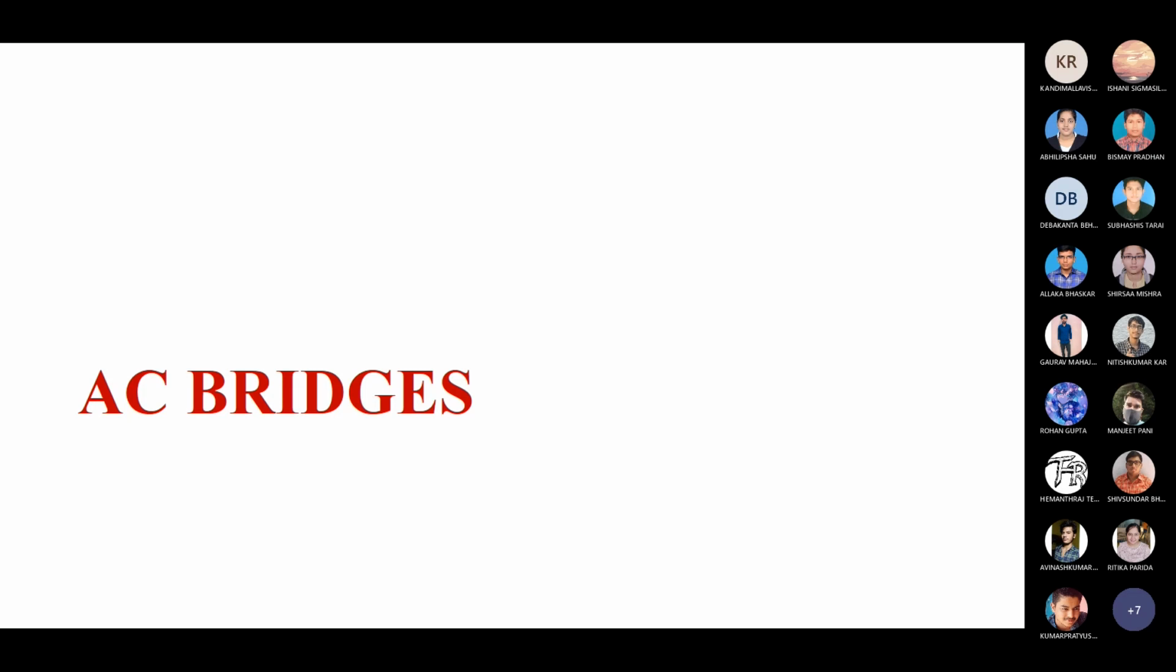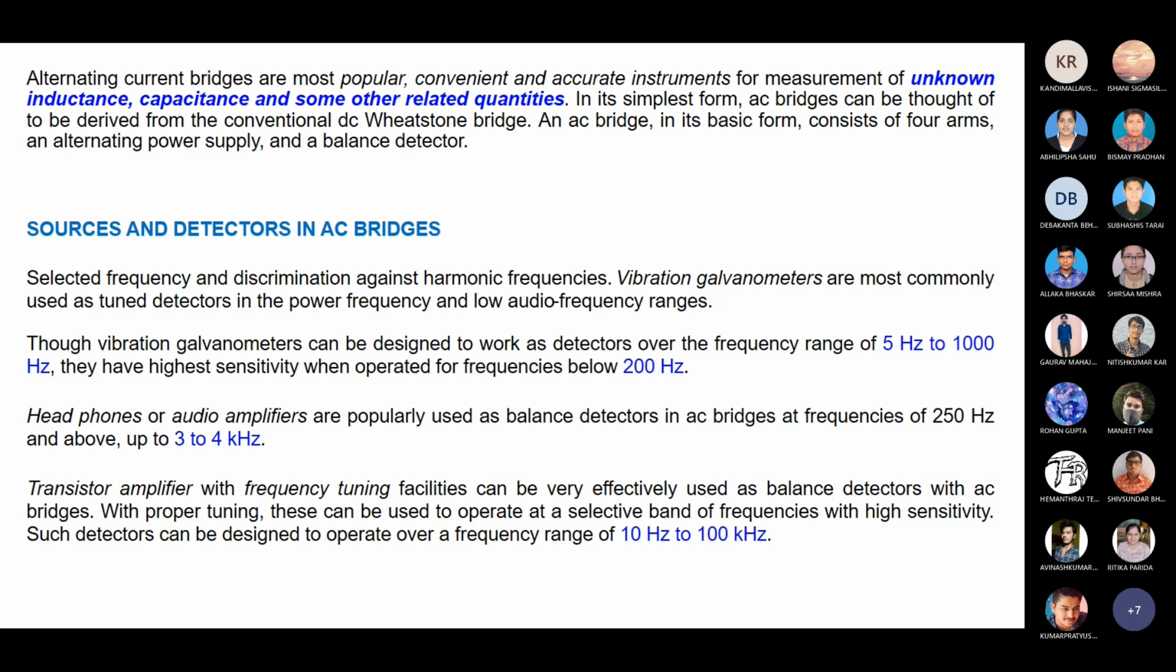Another consideration is the selection of the null detector. AC is based on frequency, so based on the system frequency you have to select the detector. That is given here.